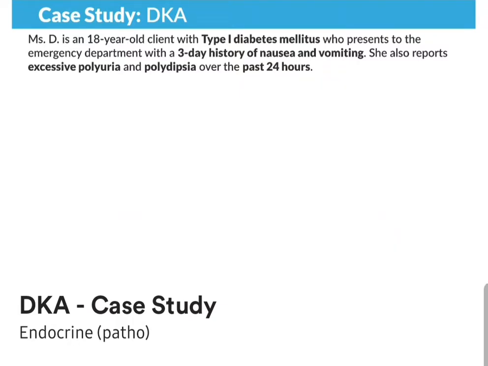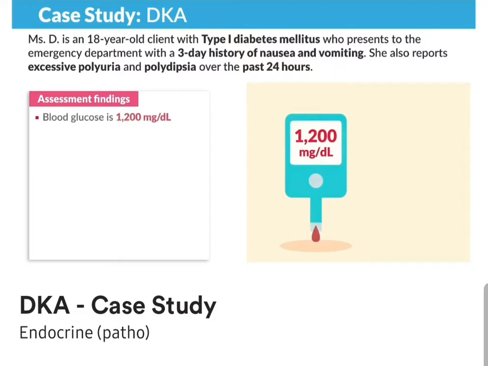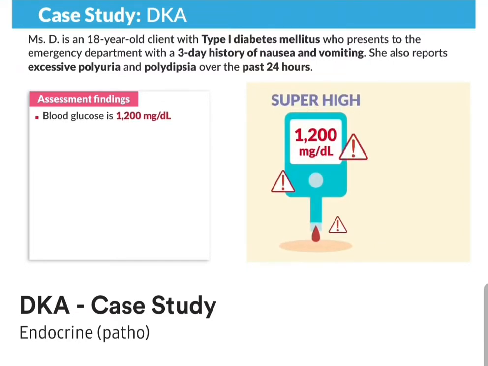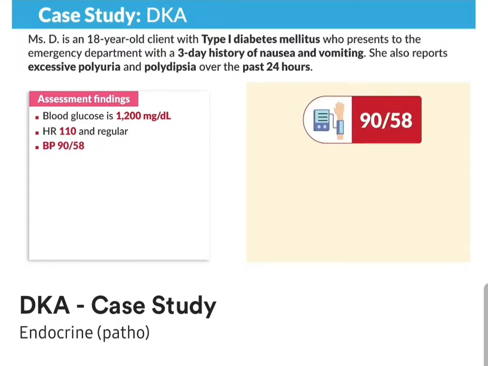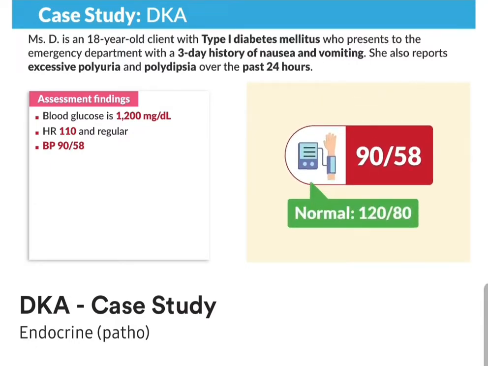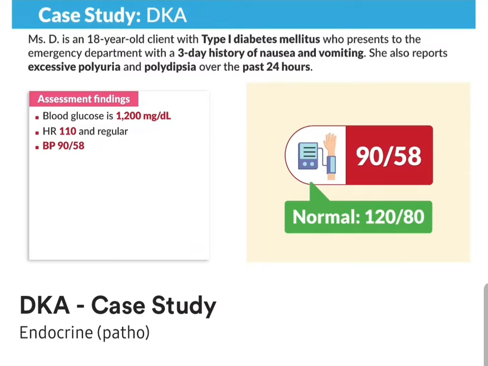Now, moving on in our case study, the assessment findings: we have a blood glucose that is over 1200. Wowza! So normally it's 70 to 110, so over 1,200 is intense. Now the heart rate is 110 and regular, so that's a little fast. Now the BP is a little bit low, 90 over 58. This is from the dry body. So remember, 120 over 80 is considered normal range. So anything less than 100 systolic, or that first number there, is very alarming.